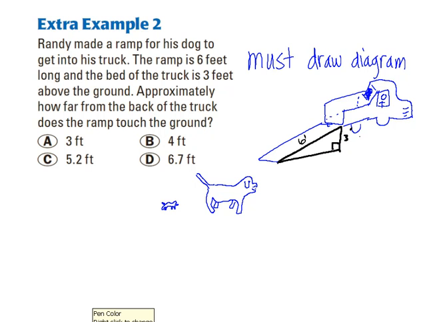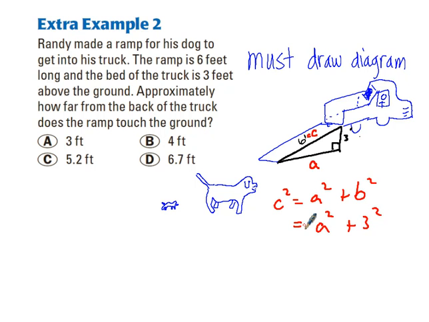Now we can use that to approximate how far from the back of the truck the ramp touches the ground. That would be looking for this. I'm going to go ahead and call this A or B. It doesn't really matter. C is, once again, the only one that matters, and that is our hypotenuse. C is over here. So now c squared is equal to a squared plus b squared. We don't know a in this case, so I'm going to put plus 3 squared. That's b squared, and c in this case is 6 squared. We'll do a little simplifying, giving us 36 is equal to a squared plus 9.